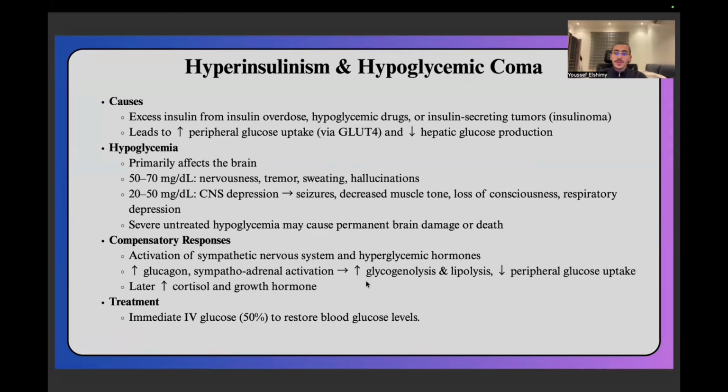So what are the compensatory mechanisms or responses that we have? We have the sympathetic nervous system, as well as the hyperglycemic hormones, things like cortisol, epinephrine, norepinephrine, and glucagon. So what would be the response?